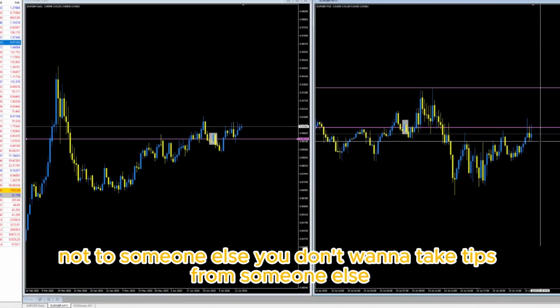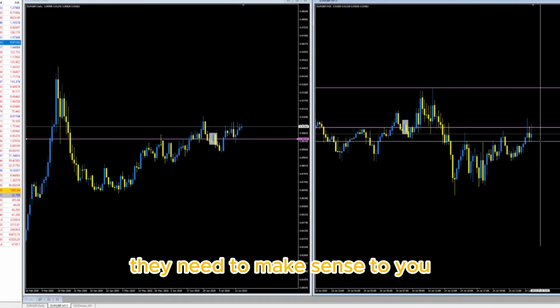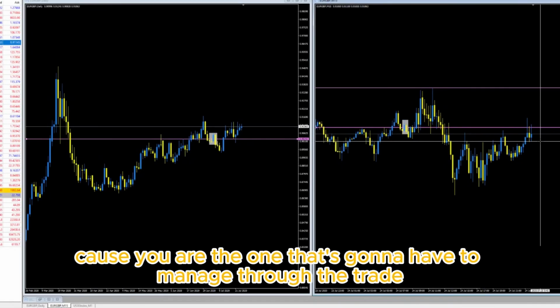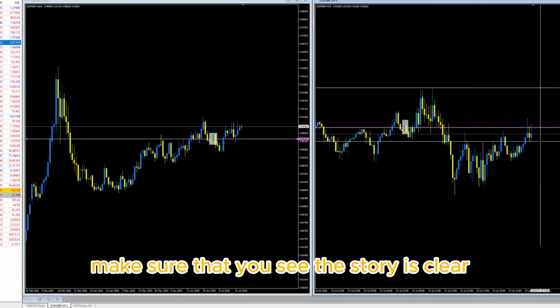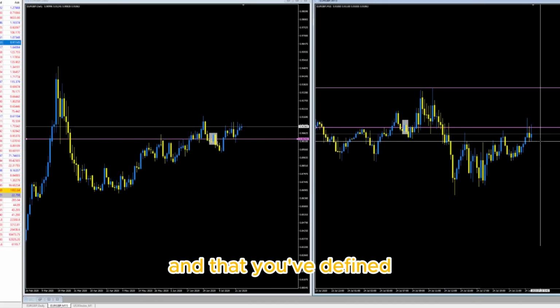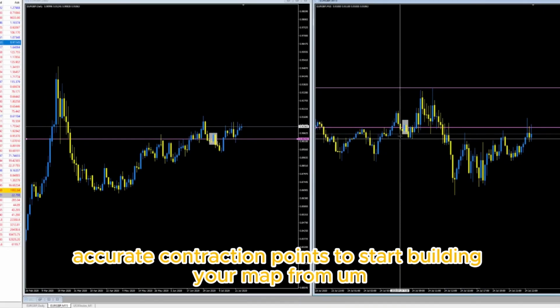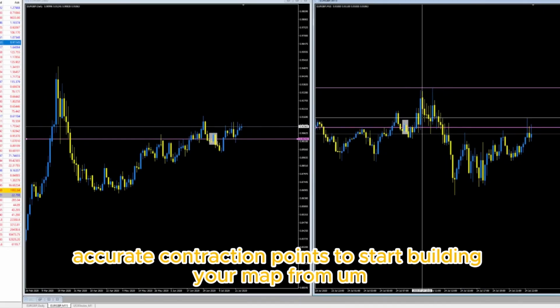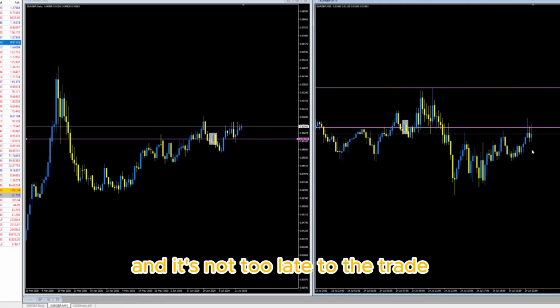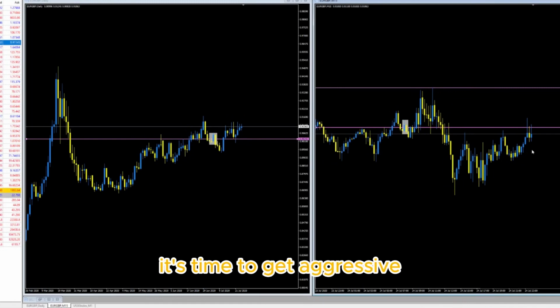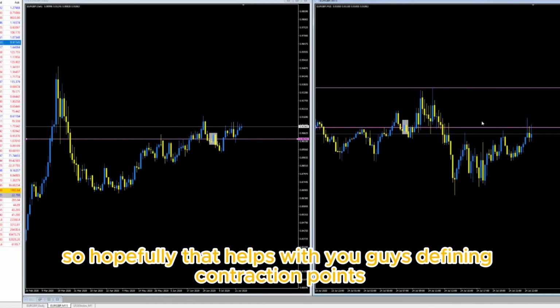You don't want to take tips from someone else. They need to make sense to you, because you are the one that's going to have to manage through the trade. So make sure it makes sense to you. Make sure that you see the story is clear, and that you've defined accurate contraction points to start building your map from. And then when you feel that you've gotten a good sense for what's going to happen and it's not too late to the trade, it's time to get aggressive. So that's it. Hopefully that helps you guys with defining contraction points.